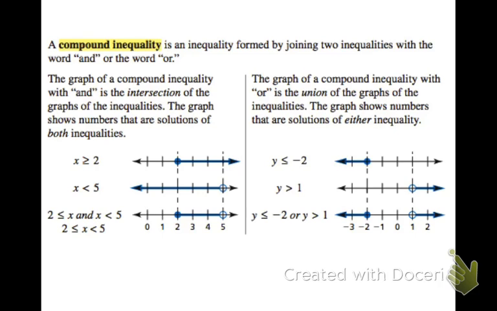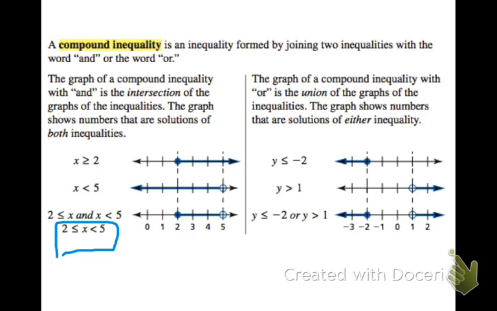On the ones on the left, the graph of a compound inequality with the word and is the intersection of the graphs of the inequalities. The graph shows numbers that are solutions of both. So you see x is greater than or equal to 2, and it's graphed at the right, and x is less than 5. And the points where they intersect or overlap is the part that you would see graphed in the compound inequality. So when x is greater than or equal to 2 and less than 5, this is how you write that compound inequality. It's joining them both, and it means and.